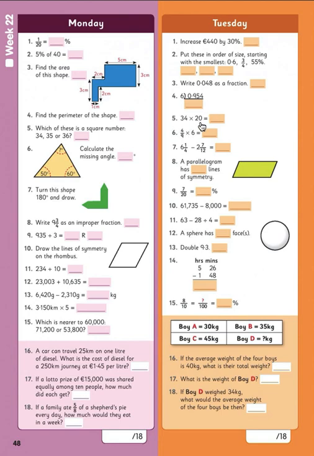Multiplying 34 by 20. Think about 34 multiplied by 10. If you know that, it's about moving a decimal point. Then you're just going to double that answer, or multiply that answer by 2.